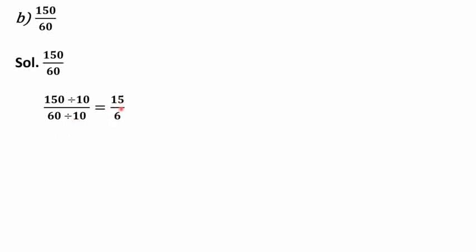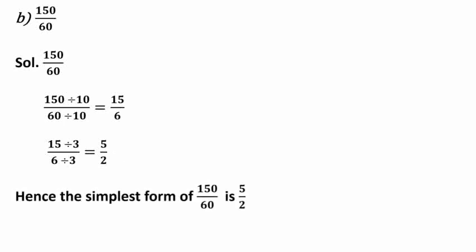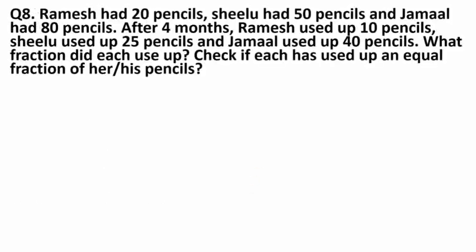Now again 15 and 6 can be divided more. Okay, so it can be divided by 3. So 15 divided by 3 we get 5 and 6 divided by 3 we get 2. Now we cannot divide anymore. Now the common factor of 5 and 2 is only 1. So this is our simplest form. So hence the simplest form of 150 by 60 is 5 by 2.